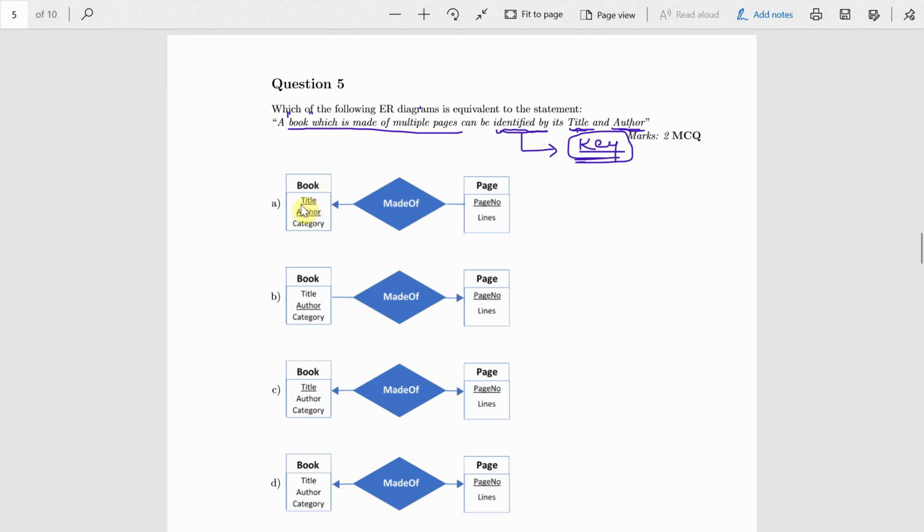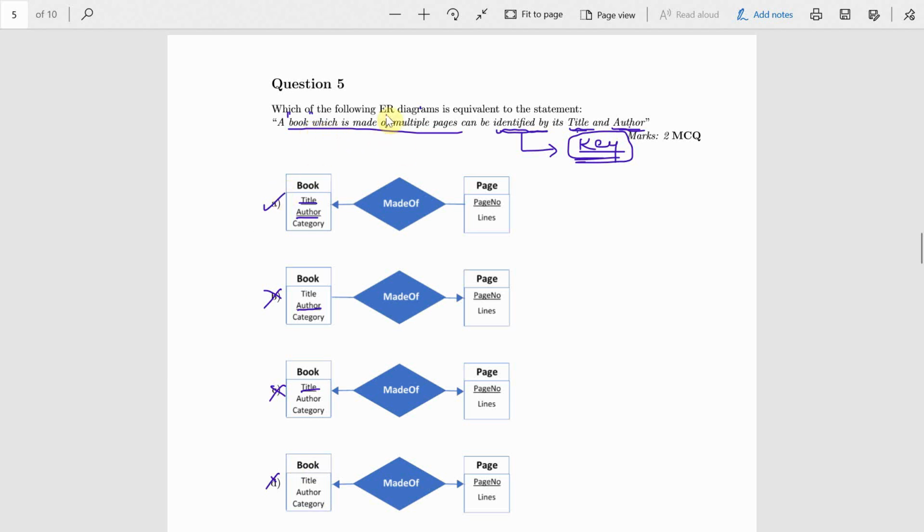Now look, in option A, book is an entity set with underlined attributes title and author. So it is satisfying this statement, identified by title and author. In option B, only author is underlined, so option B is wrong. In option C, only title is underlined, so option C is wrong. In option D, neither title nor author is underlined, so option D is wrong. So what is left is the answer. But to be more certain, I will check the other parts also.